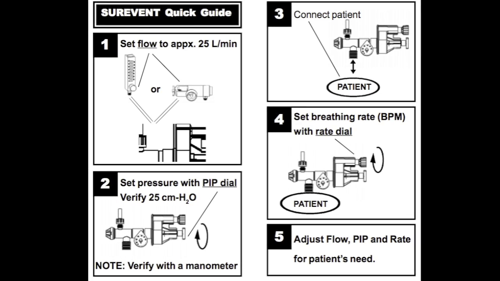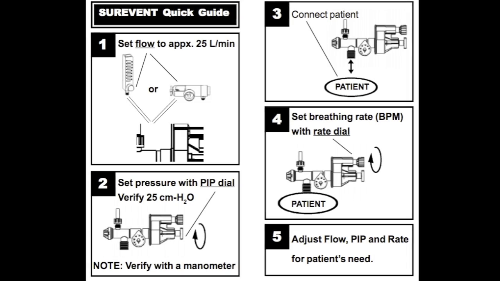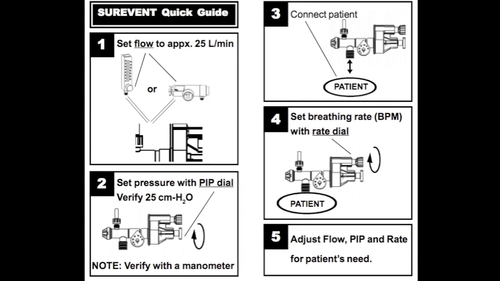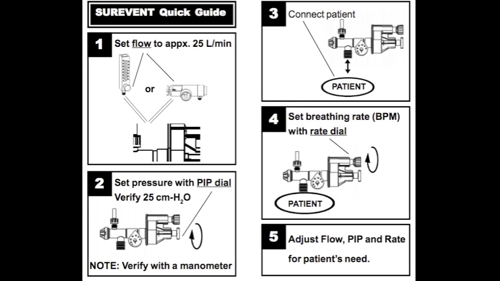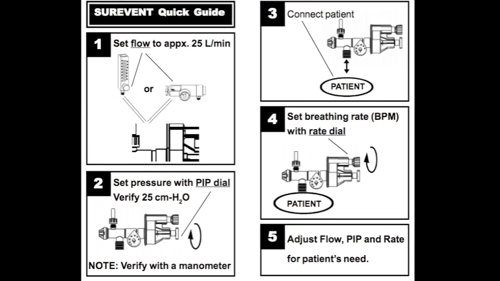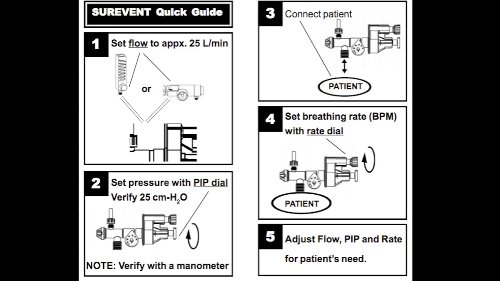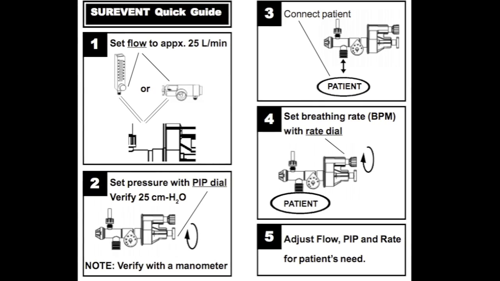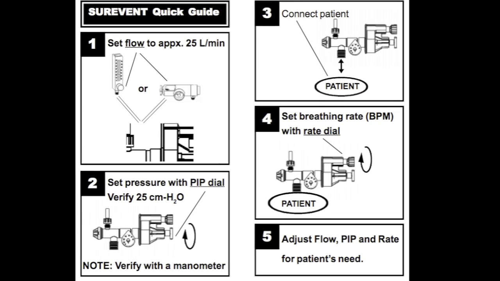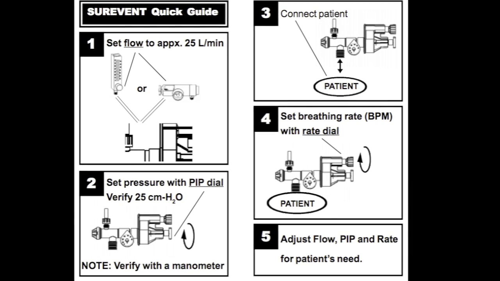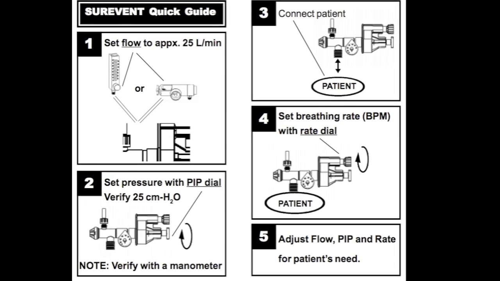Although the Surevent is factory set to be ready to ventilate when it comes out of the package, you'll want to verify that the PIP, or peak inspiratory pressure dial, is set to 25 centimeters of water. That should be adequate to ventilate most patients. Then, after verifying that the oxygen is flowing, connect to the patient. Set your breathing rate with the rate dial. After that, you'll of course want to continually monitor your patient and adjust the Surevent ventilator as needed.